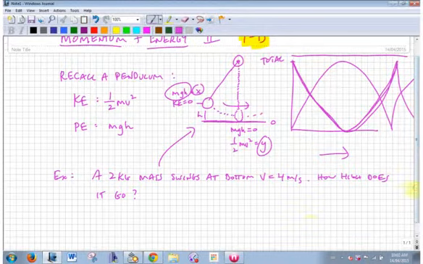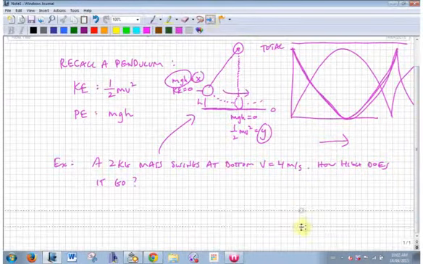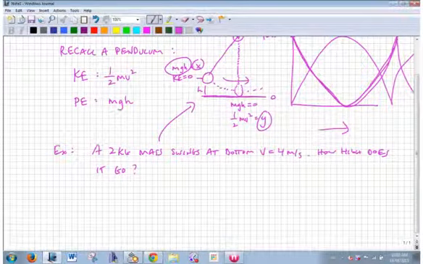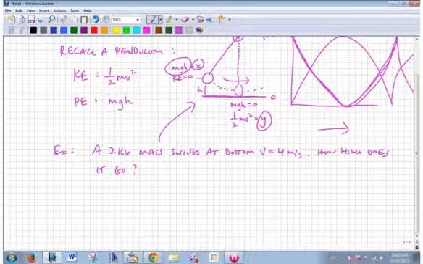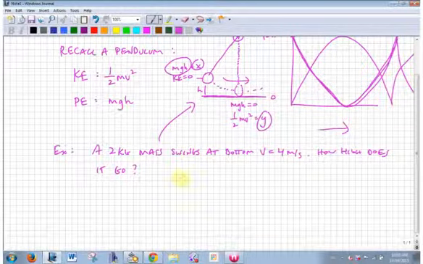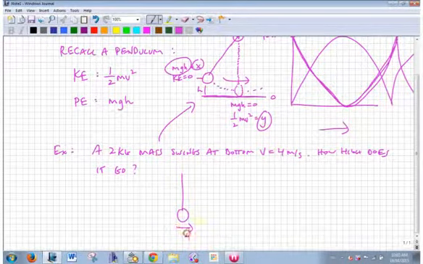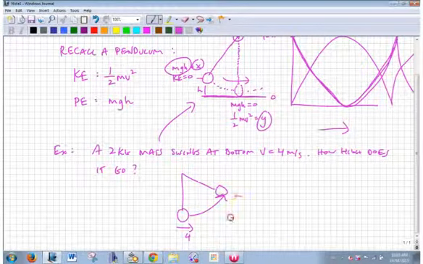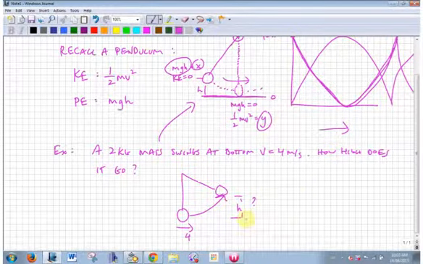Well, what's the principle under which I solve this question? What's the law? Conservation of energy. Because without that, how can you solve this thing, right? So at the bottom, that's 4 meters a second. How high does it go? That's what I'm trying to find out.